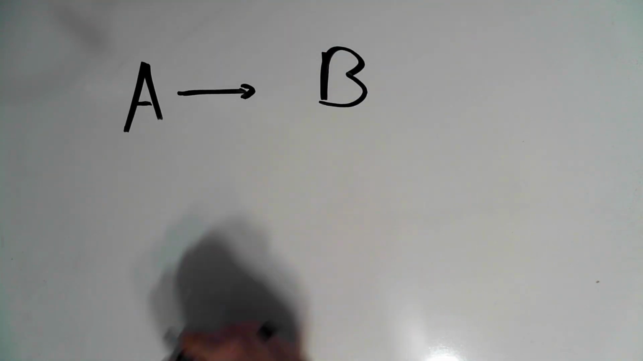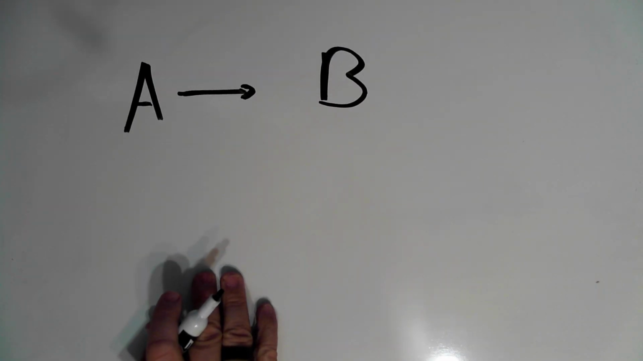So what we want to do is talk about nuclear radiation and the processes that are happening in nuclear radiation. First of all, I'm going to need to come up with a couple of elements. Here's my element A, and it is going to decay into element B.